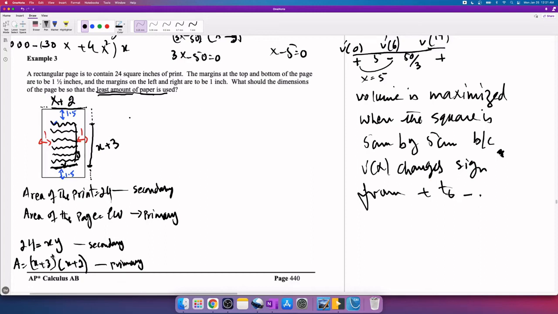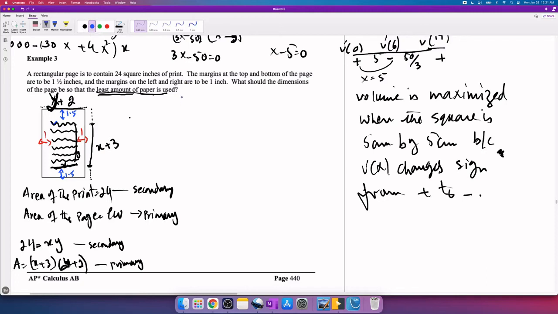X plus 3, no, this is y plus 3. Sorry, x plus 3, and this one is y plus 2. So this is actually y plus 2. So this is my primary equation. Now let's figure it out.